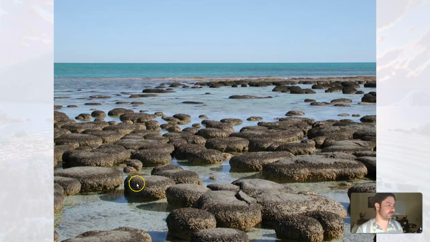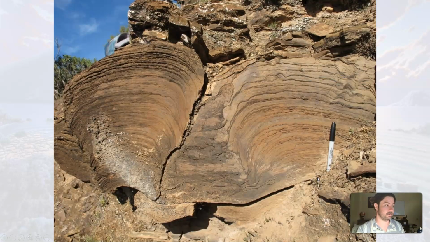Here's another example. Again, these layers of cyanobacteria form these sticky layers, these sticky mats that collect sediment, and then new layers grow on top of that. New layers grow on top of that, and they build up these layered stromatolites. So if you were to slice them in half, they would look something like this.